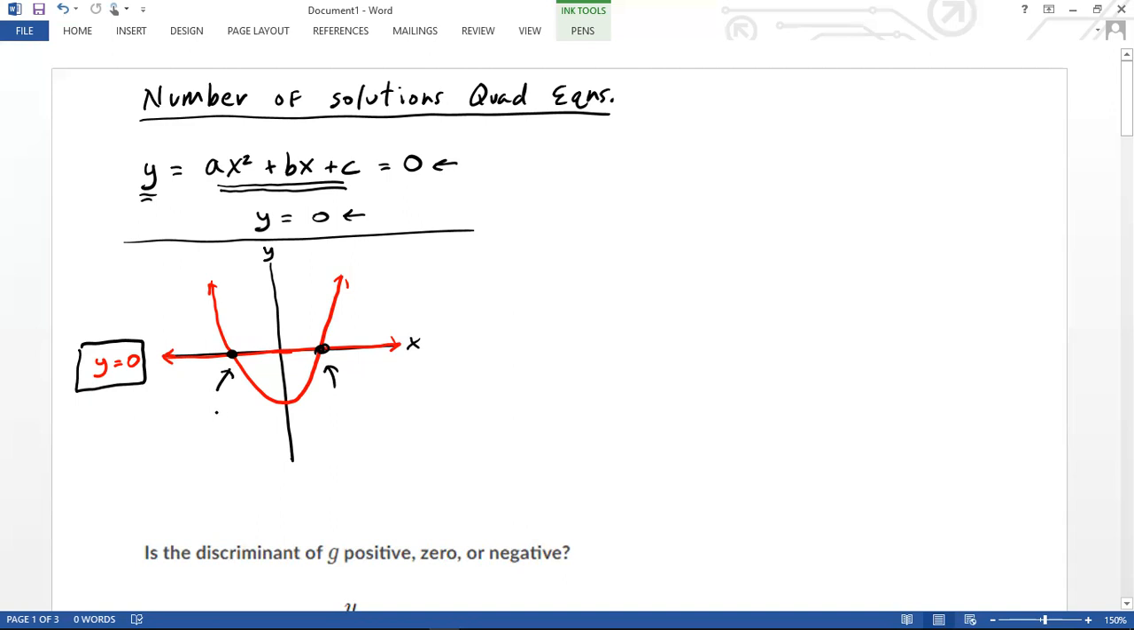So these points here are called the solutions, or the zeros. The reason they're called the zeros is because we're setting y equal to 0. And the solutions or zeros are the x values.